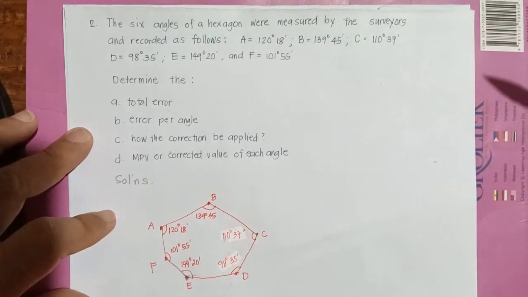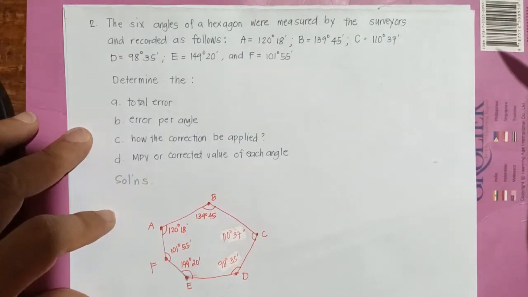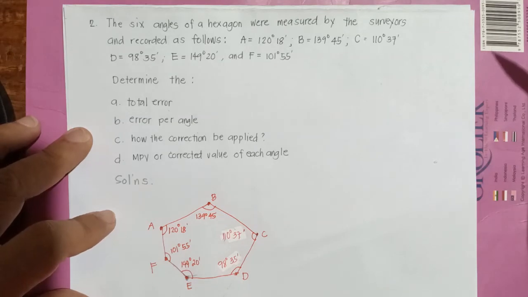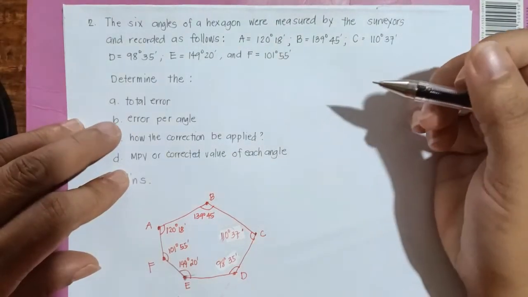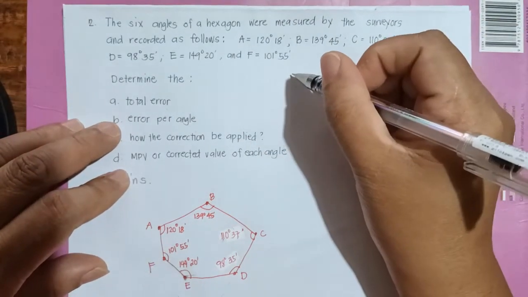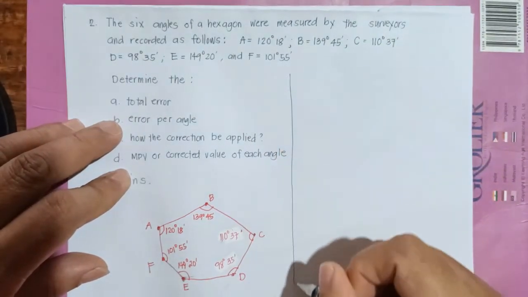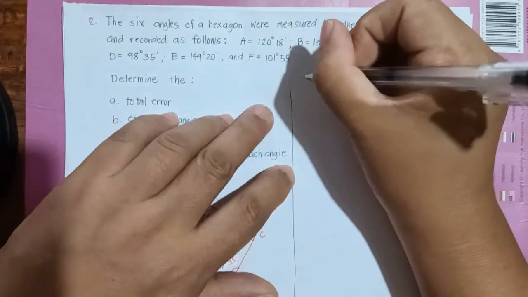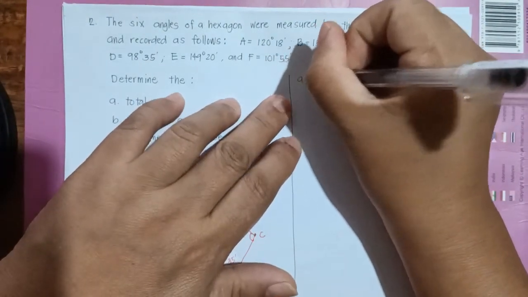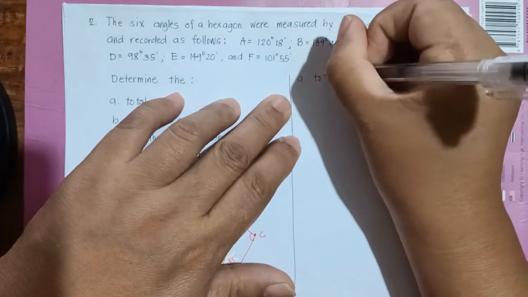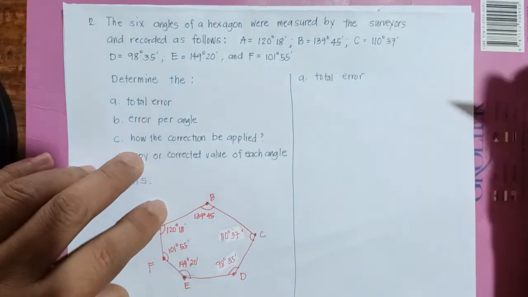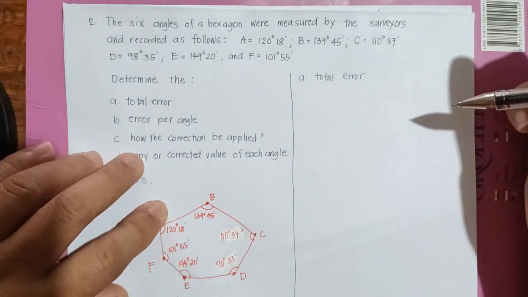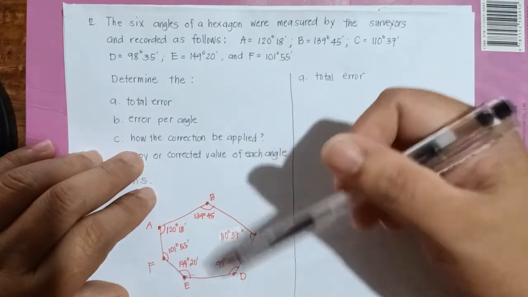What is the total error? Okay, so when we say total error, we will solve this one by one. Let me put a line here to set the boundary. For A, the total error. Okay, so how to solve that one? The total error, what is the error on all of these?